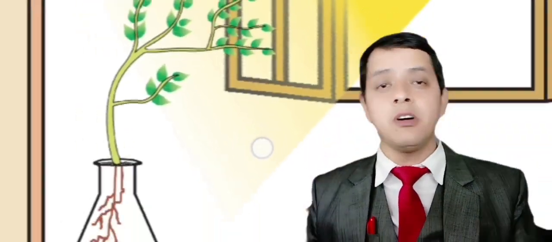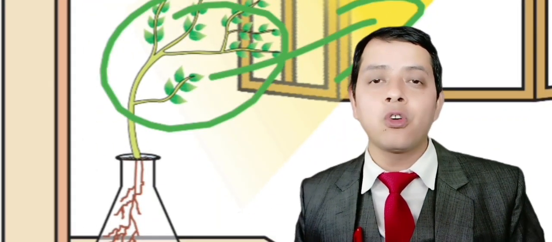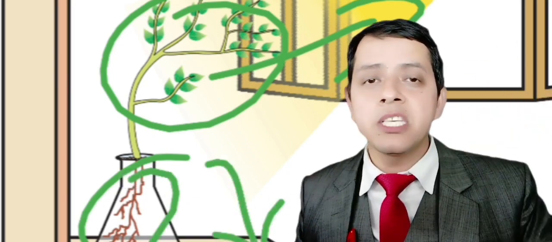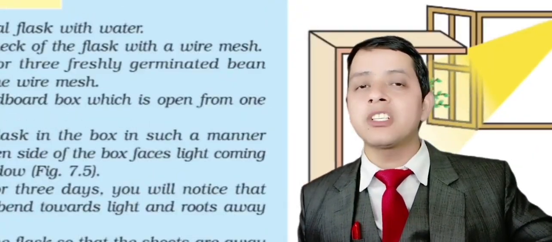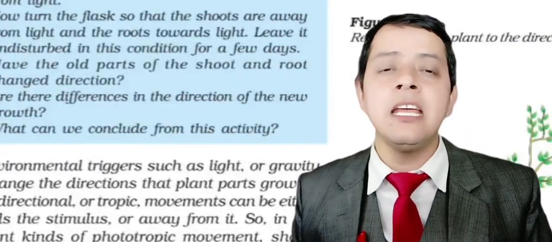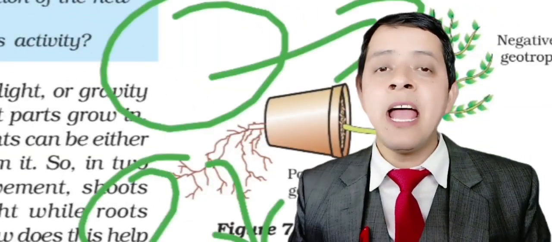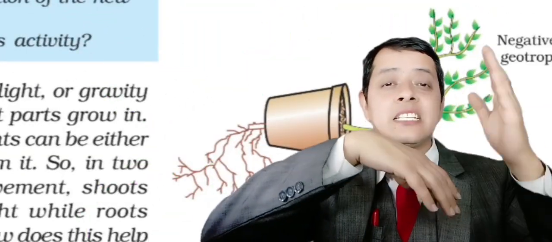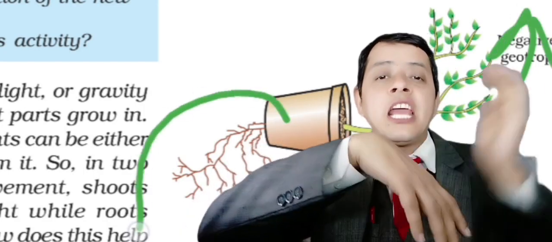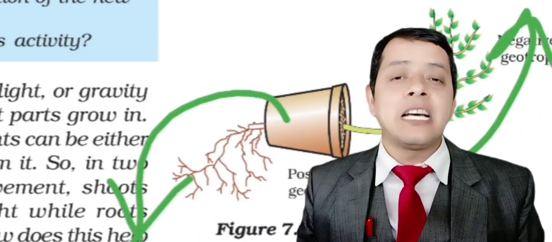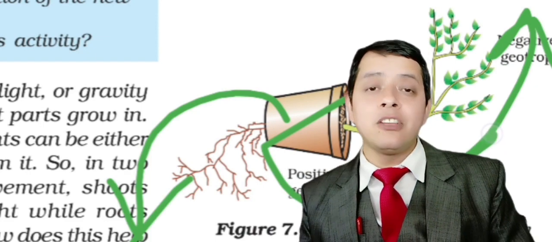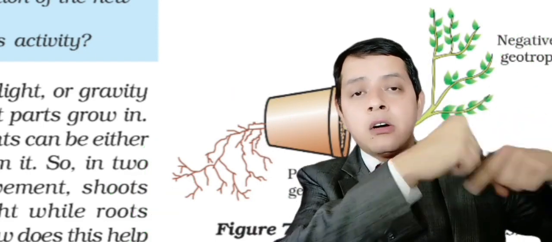So you can add positive or negative, and you can add the object in front: photo means light, geo means earth, hydro means water. In that way you can go for so many tropic movements. If you are talking about touch, it is called thigmotropic movement. Thigmotropic movement, right? You know, tendrils move, make rounds, and that's it.